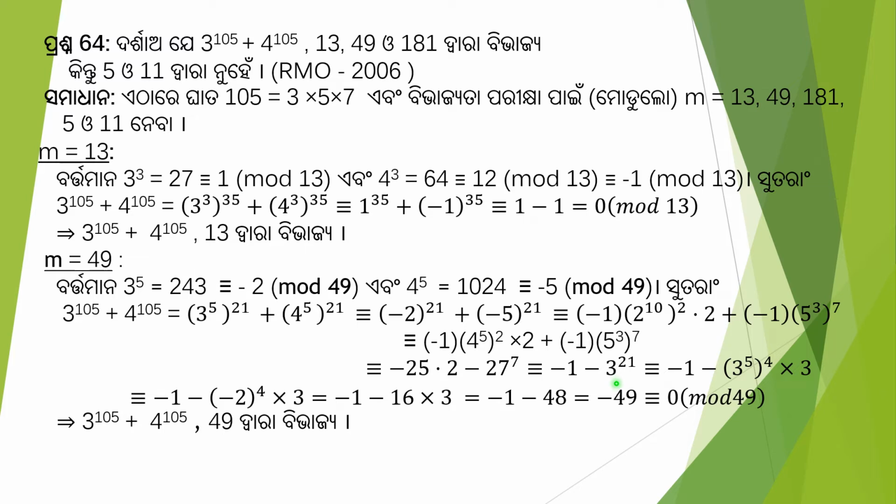(3^3)^7, so 3^21. So we get -1 - 3^21, that is congruent to -1 - 3^21. We write 3^21 as (3^5)^4 × 3. Since 3^5 is congruent to -2, we get that it is congruent to -1 - (-2)^4 × 3, that is equal to -1 - 16 × 3, that is equal to -1 - 49, that is equal to -49. -49 is congruent to 0 modulo 49. Since we got the result 0, we see that 3^105 + 4^105 is divisible by 49.